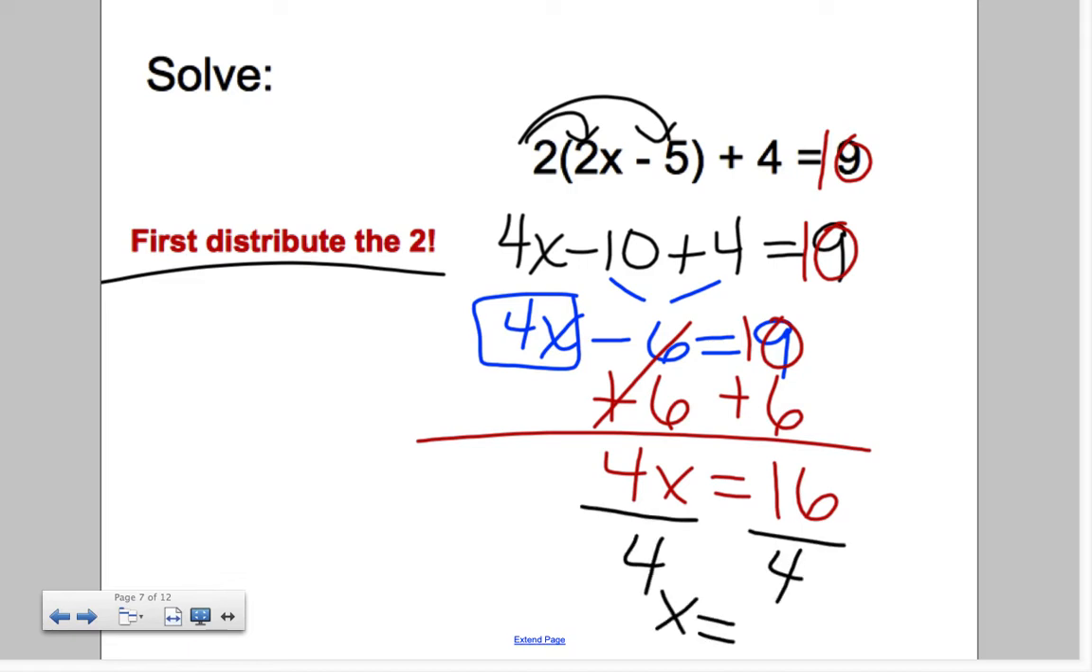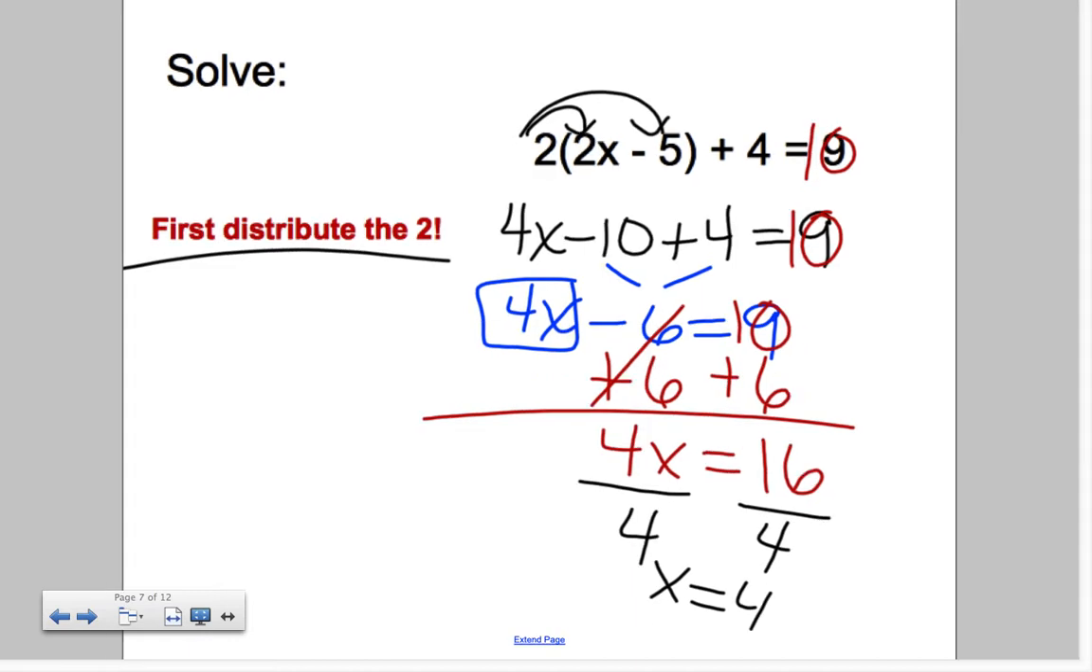What does our x equal then, guys? 4. All right, so now let's plug this in. We got 2 times 2 times 4 minus 5 plus 4 has to equal 10, since we changed that. Now, again, we're going to simplify the parentheses.